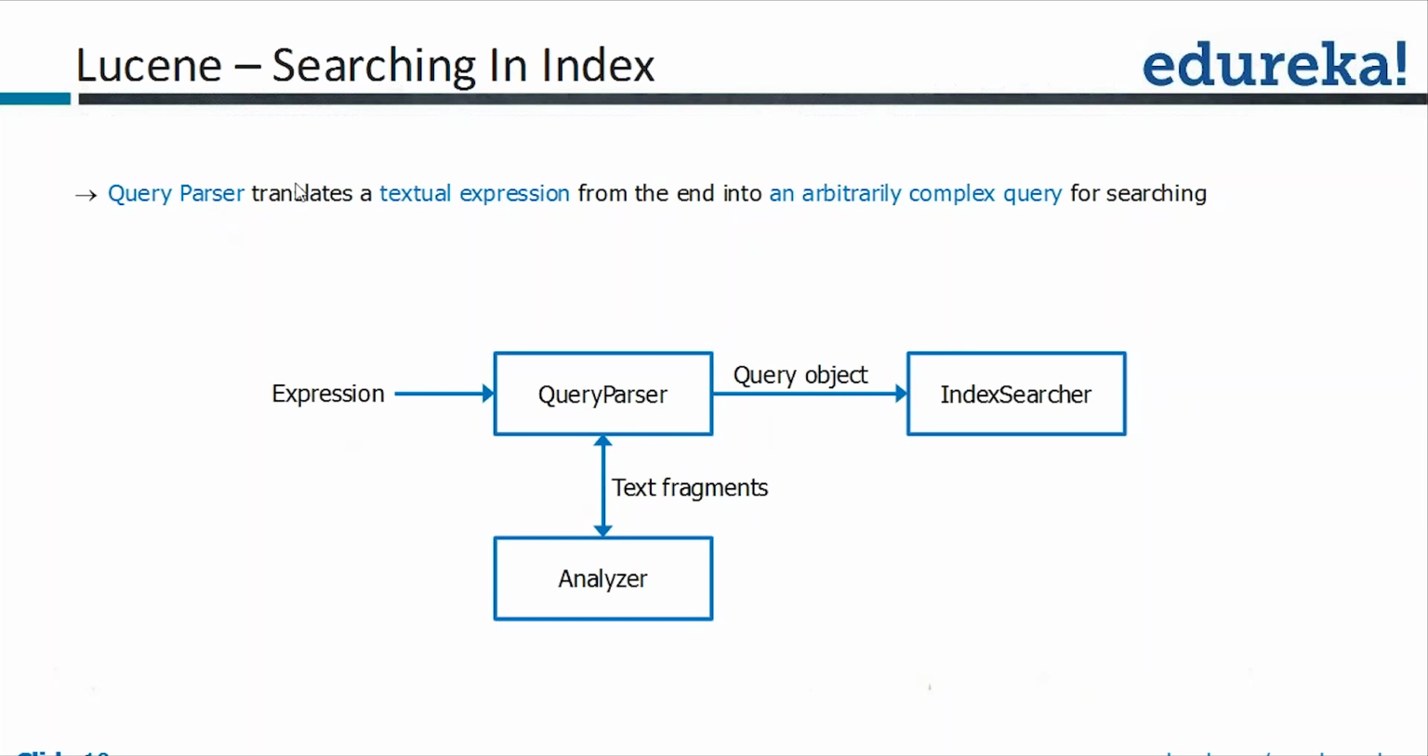So this query parser basically translates your expressions from the end into the arbitrarily complex query, which is then read by the index searcher and sent to the Solr, and the respective search results are fetched.